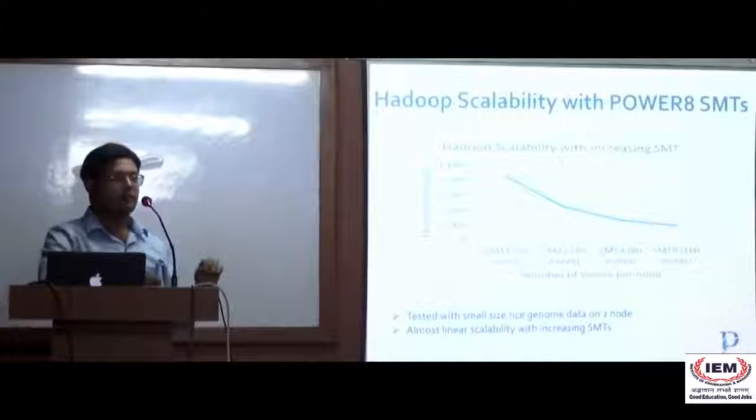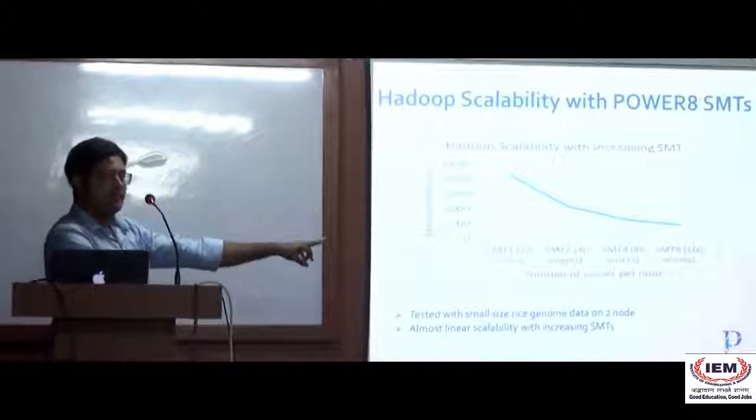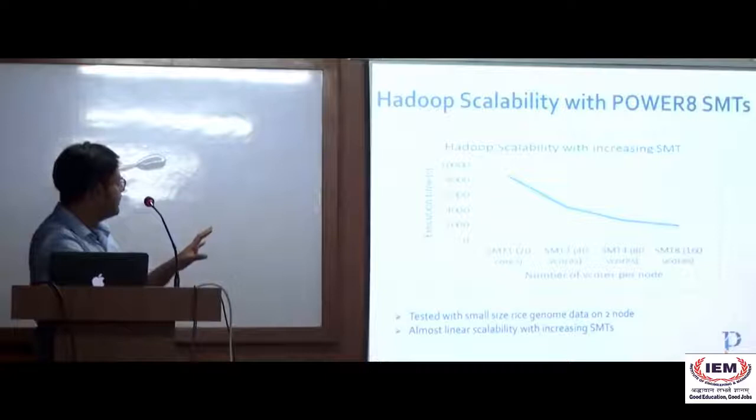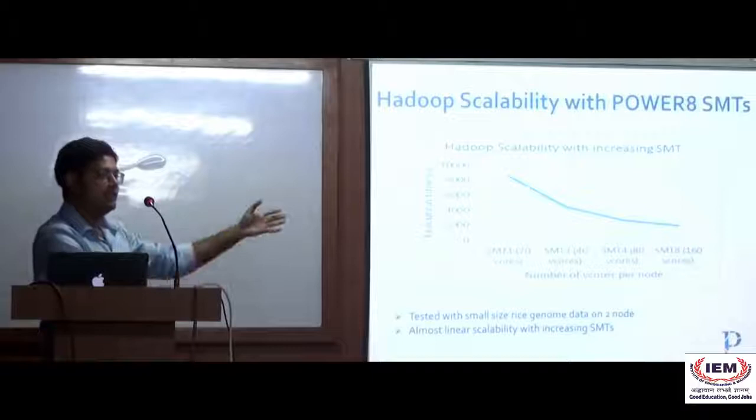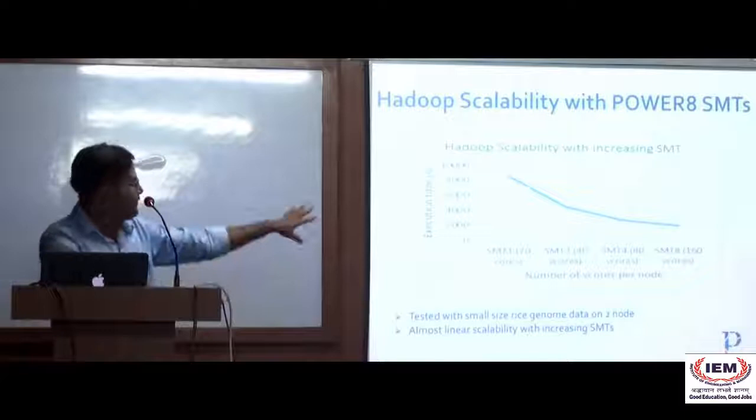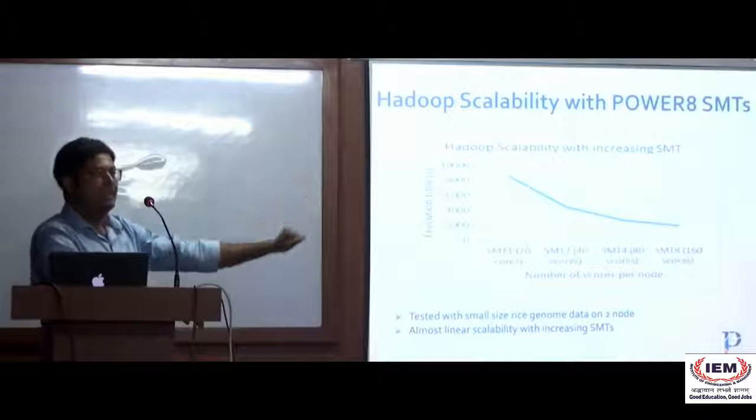First of all, this result is the scalability result of SMT, that is, simultaneous multi-threading. Here I have used just one IBM Power 8 node. I started with one SMT, that is 20 cores. Then I increased the simultaneous multi-threading to SMT2, just like Intel hyper-threading on and off, that means 40 virtual cores, then 4, then 8, and this is the execution time, which is almost linearly scalable.